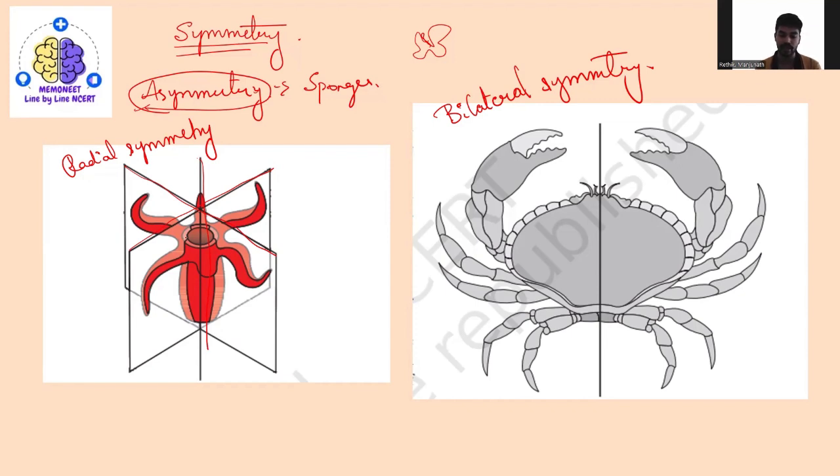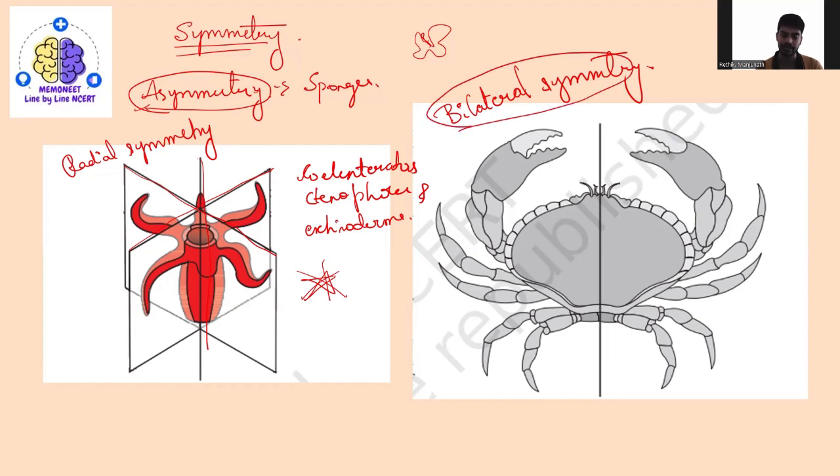Some of the examples for radial symmetry are, can you name them? Yes, coelenterates, ctenophores, as well as echinoderms. So these are the kind of body plans that can be seen, like in starfish. If you cut them into two equal halves anywhere, you will find identical halves. So this is all about radial symmetry.